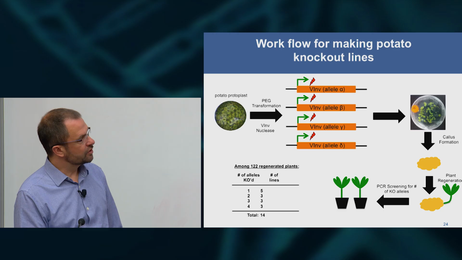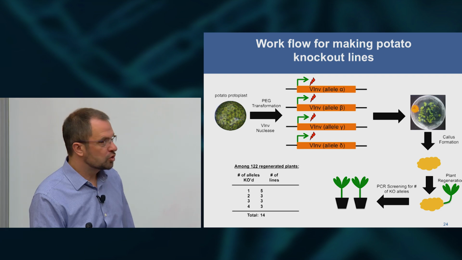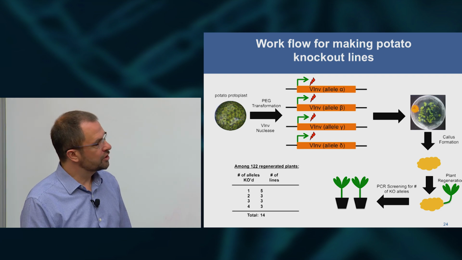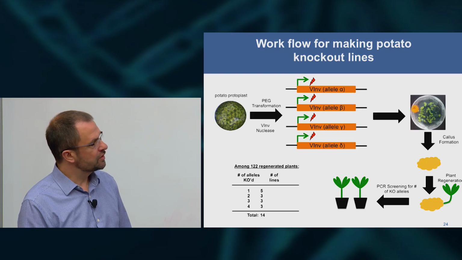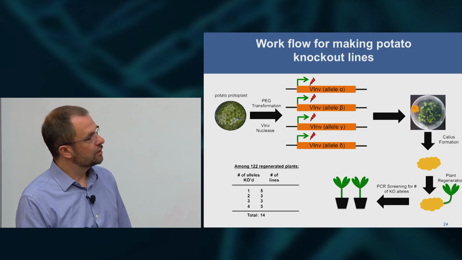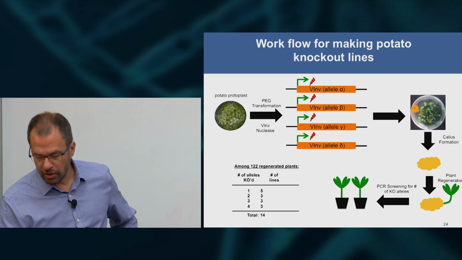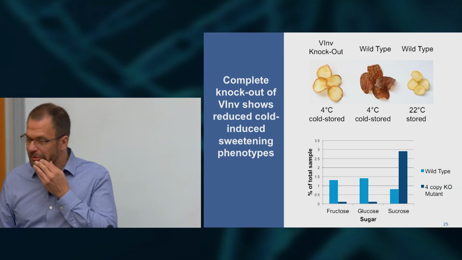And then this gives you some idea of the frequency and efficiency of mutagenesis. 122 regenerated plants. No selection was imposed. We just took those cells and grew regenerated plants. Of those 123, 14 had mutations, and 3 of the lines had all 4 alleles knocked out. So simultaneously, we created a homozygous mutant. And we were excited when we obtained these potatoes.